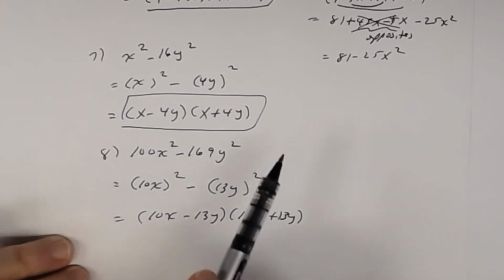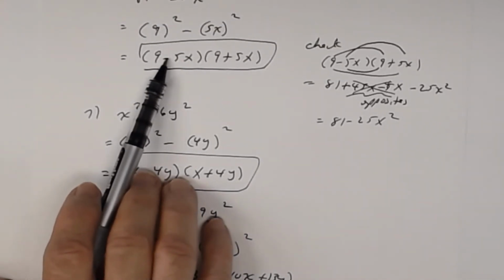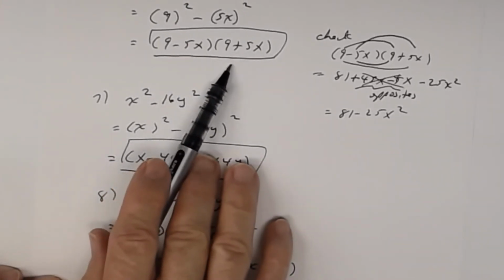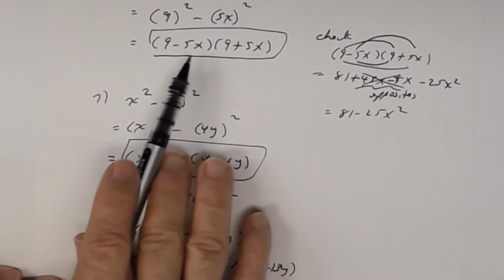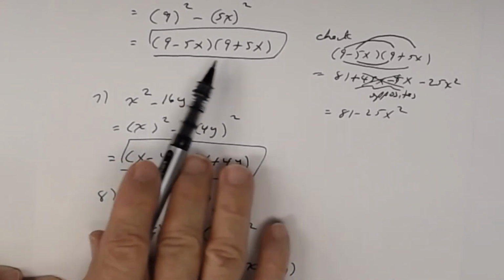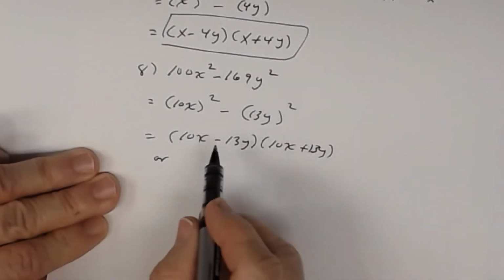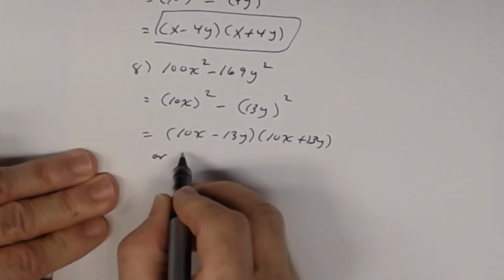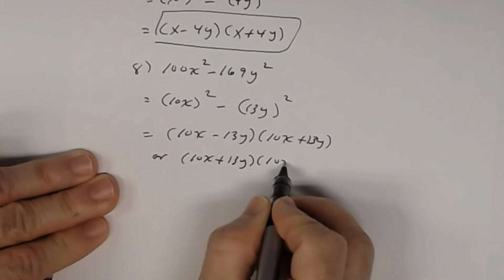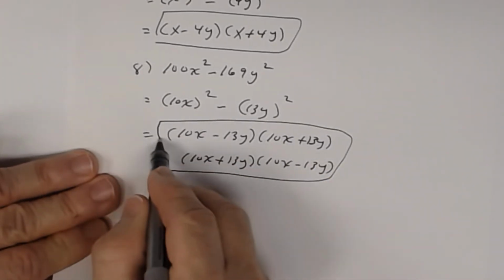Now notice, and I just wanted to show you, in all these cases I put the first binomial as a subtraction, and then the second as the addition. You do remember, right, that multiplication is commutative, so the order in which you multiply does not matter. So you could have also said, since I'm on number 8, 10x plus 13y times 10x minus 13y. Okay, so just keep that in mind.